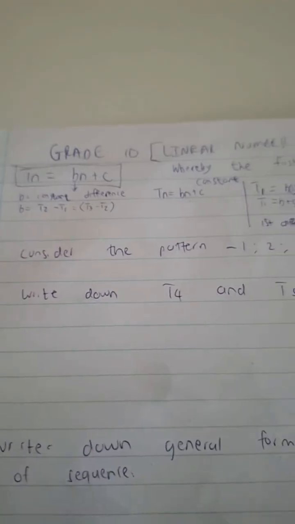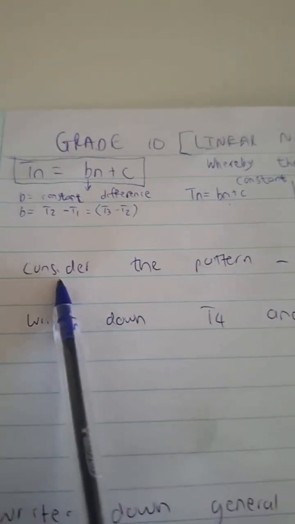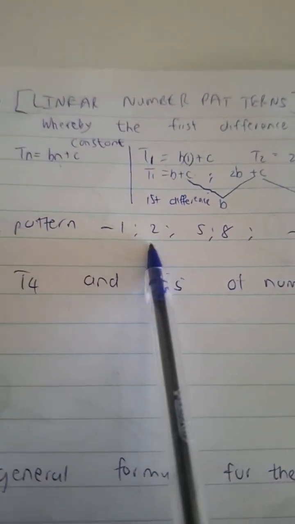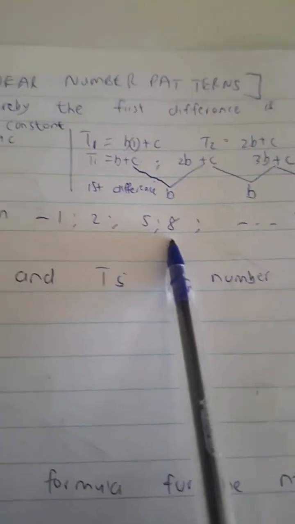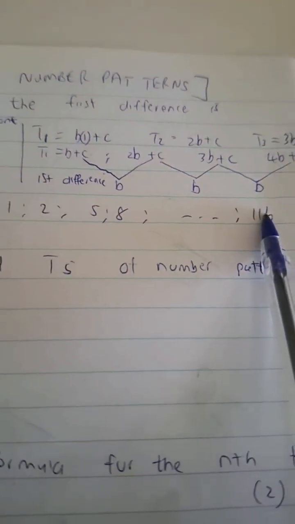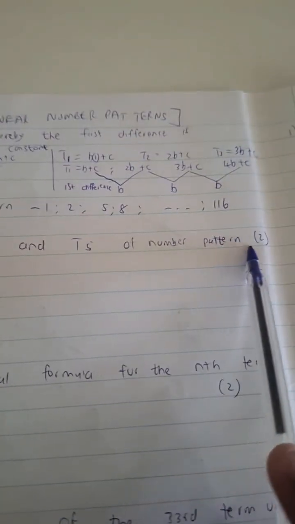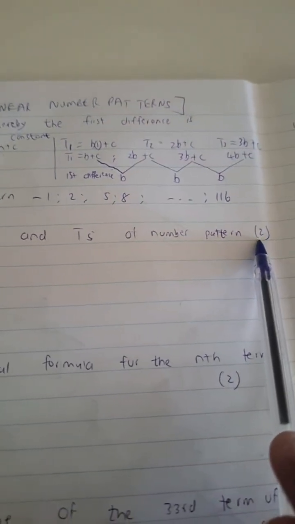Okay, so now we are going to look at some questions around these linear number patterns, and hopefully we will gain and learn a lot from them. So let's look at this first question. Consider the pattern -1, 2, 5, 8, all the way to 116. And the question says, write down term 4 and term 5 of the number pattern, for 2 marks.